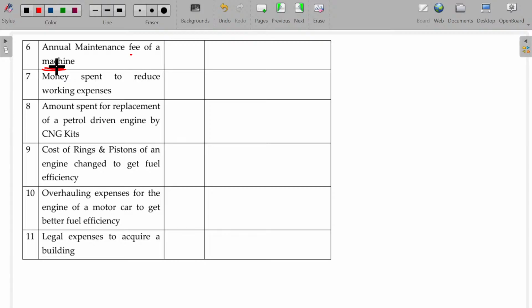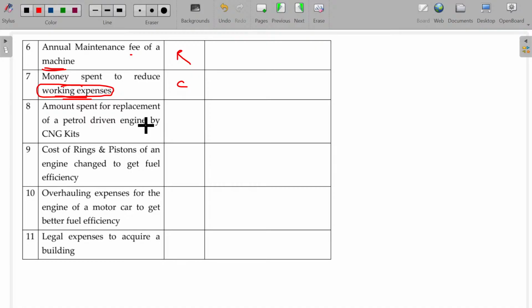You can take the AMC. In case of AMC, revenue. Money spent to reduce working expenses. Come on, tell me. What about this one? Revenue or capital? Money spent to reduce working expenses. Capital. What is this working expense for Singer Academy? Rental expenses. How can I reduce the rental expenses? By own premises. If I have my own premises, I no need to pay the rental. So in the P&L account, rent expenses will be zero. Because of buying the new building, rental expenses become zero, no? So then the buying of a building is nothing but capital payment.